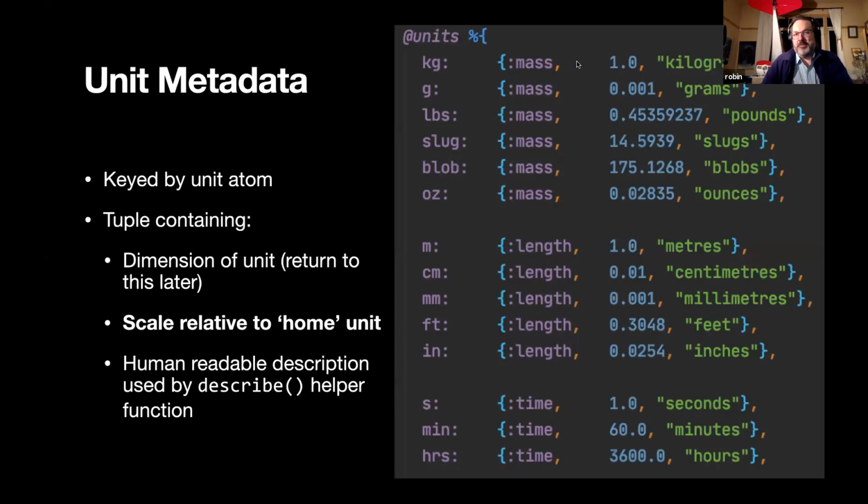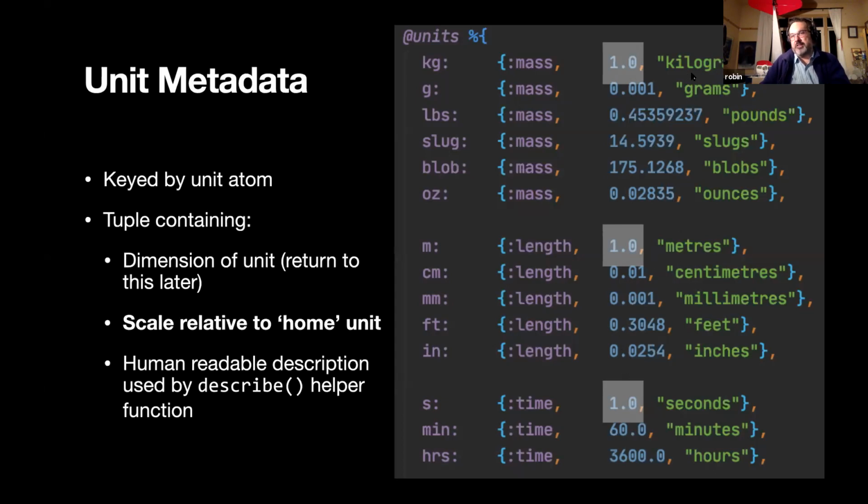Okay, so we've got tuples in here. The values are tuples. This is the dimension, and we'll come back to that later when we talk about how we convert between dimensions. Here is the scale relative to our home unit. In every dimension, we're going to have a home unit, like our Rosetta Stone unit that we're going to be translating things through. You can see them because they've all got 1. Our home unit for mass is kilograms. 1 kilogram is 1 kilogram, but 1 gram is 1,000th of a kilogram, and a pound is 453 grams, and so on. So we've got these little tables here that will give us the conversion factors that we need.